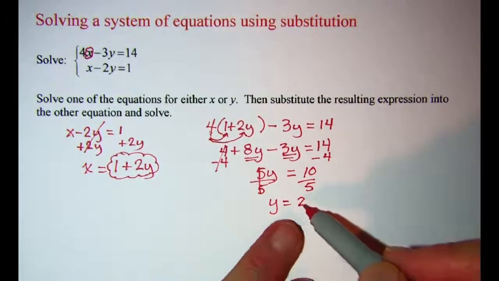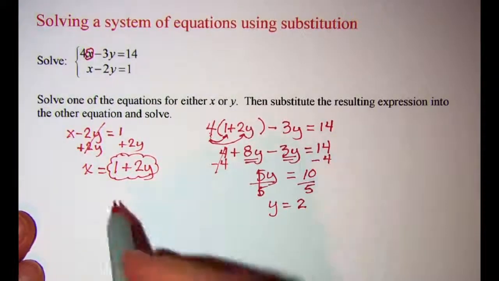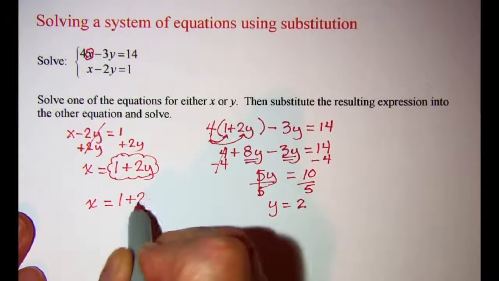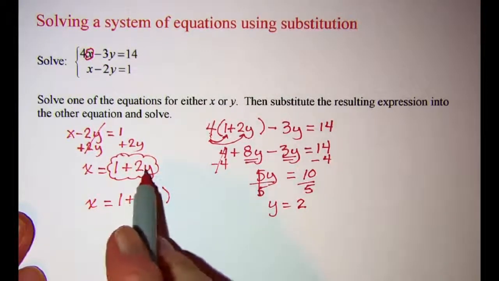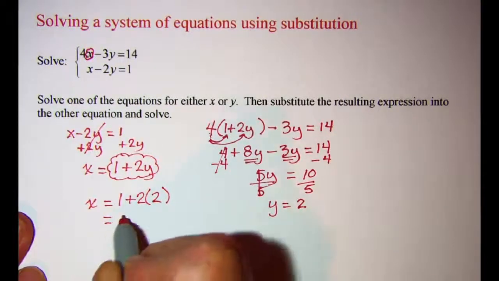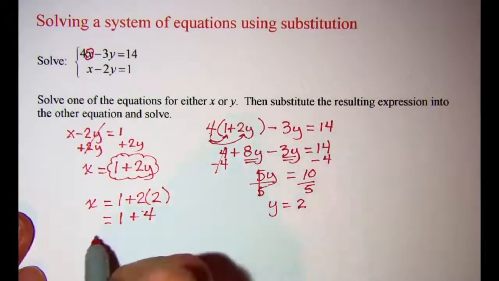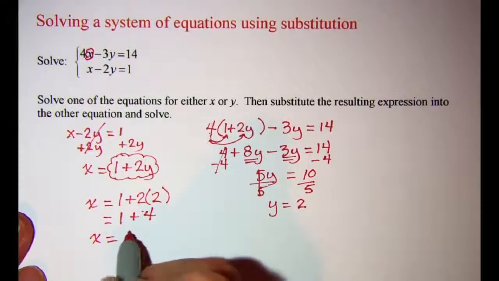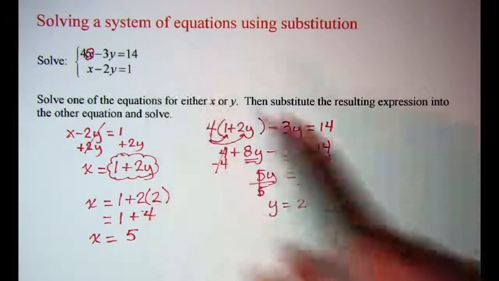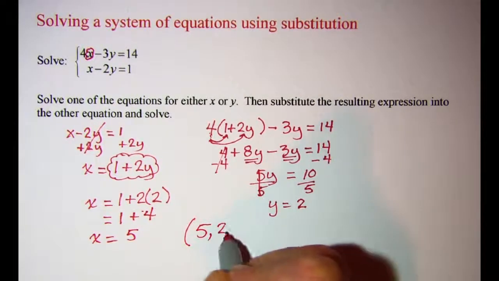Now that I know the value for y, I can put that back into this equation. I have x is equal to 1 plus 2 times, and then in place of y, I'm going to put my value 2. So x is equal to 1 plus 2 times 2 is 4. So x is equal to 5. So the point where these two lines intersect is the point (5, 2).